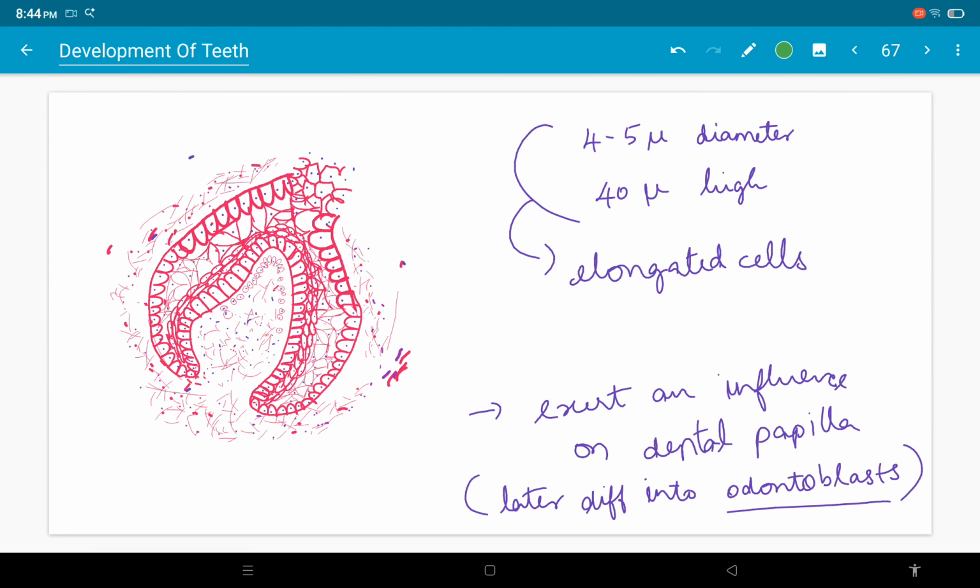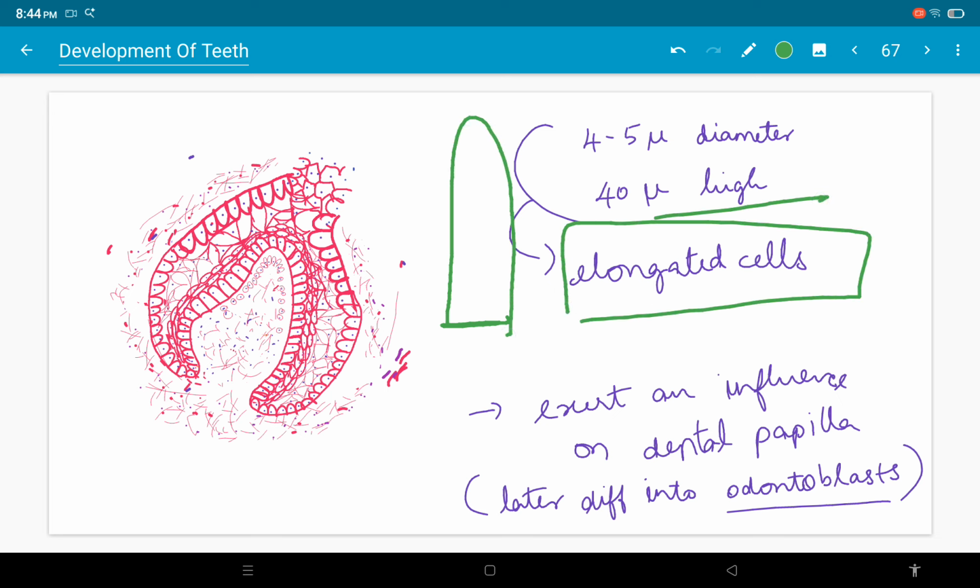It is approximately 4 to 5 micrometers in diameter and 40 micrometers in height. So how elongated the cells are, right? To appreciate that, you should know the dimensions. It exerts an influence on the dental papilla, that is the cells here.